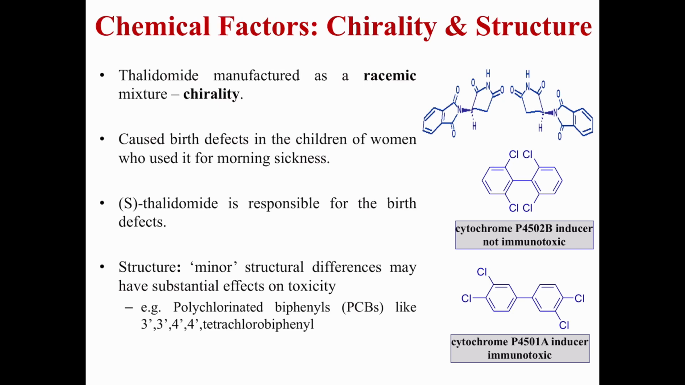Another example of this involving structure, in that minor structural differences may have a substantial effect on toxicity, is that of PCBs, or polychlorinated biphenyls. As is shown in the diagrams, we have 2 compounds with the same chemical formula but very different structures. One of these is immunotoxic, the other is not immunotoxic, even though they both have the same chemicals contained within their compound.